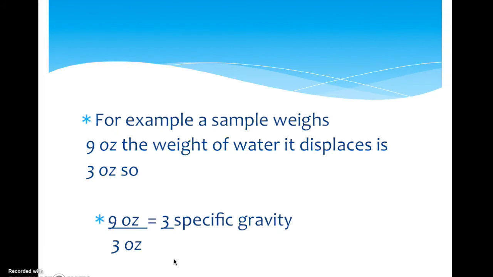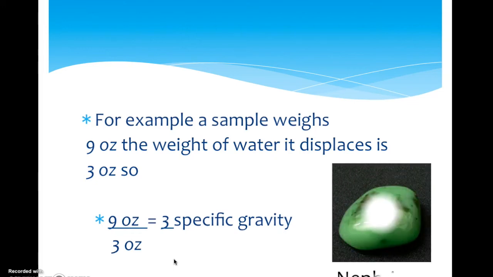Now, don't worry about it being that complicated. This will look more like what I would give you on a test. So the sample weighs 9 ounces. The weight of the water it displaces is 3 ounces. So 9 divided by 3 is equal to 3 specific gravity. Okay, I like to keep it simple on tests because I don't want to hand out calculators because that would be annoying. Okay, so hopefully you can do simple division along with the multiplication tables. Okay, you're eighth graders, I have faith in you. Okay, and this, of course, is the mineral known as nephrite, better known as jade.